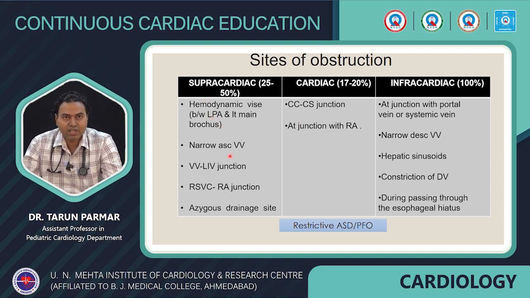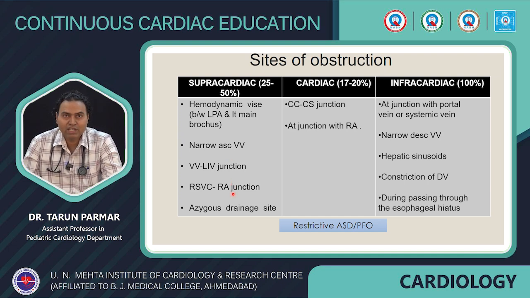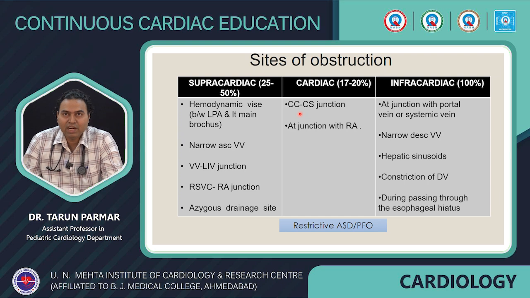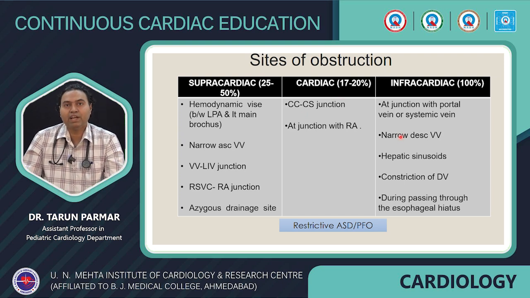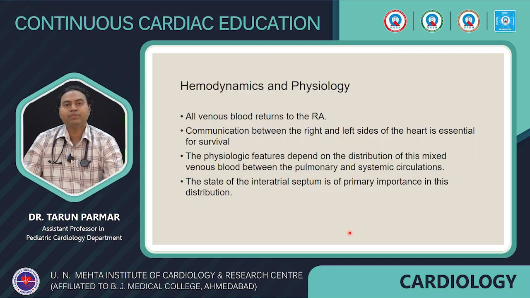In supracardiac TAPVC, the most common site is the hemodynamic device that we have seen. Then narrow ascending vertical vein, then the vertical vein to LIV junction, then the RSVC-RA junction, or azygous vein drainage. In cardiac TAPVC, commonly the confluence to CS junction or a junction with the RA. In infracardiac TAPVC, there are different anatomic sites, or it passes through the esophagus, or it is intrasinusoidal, and at the hepatic sinusoidal level it is obstructed. And a restricted ASD or PFO is always a site of obstruction.